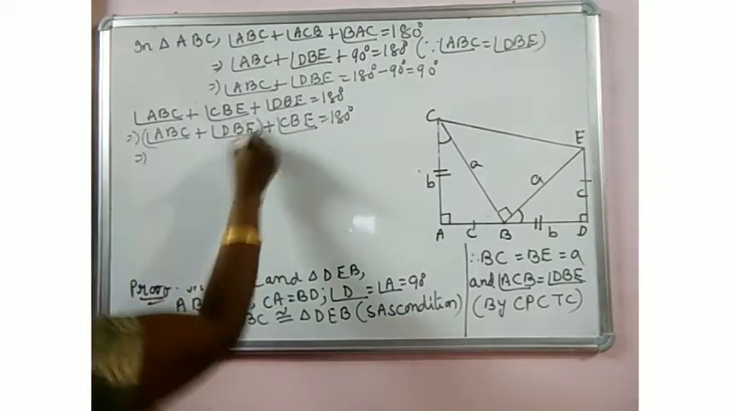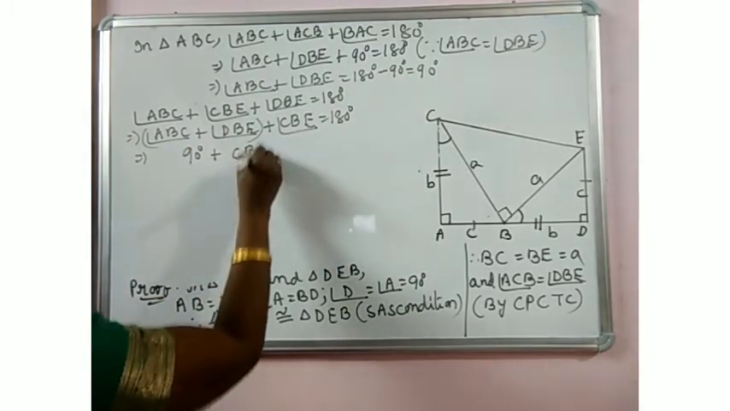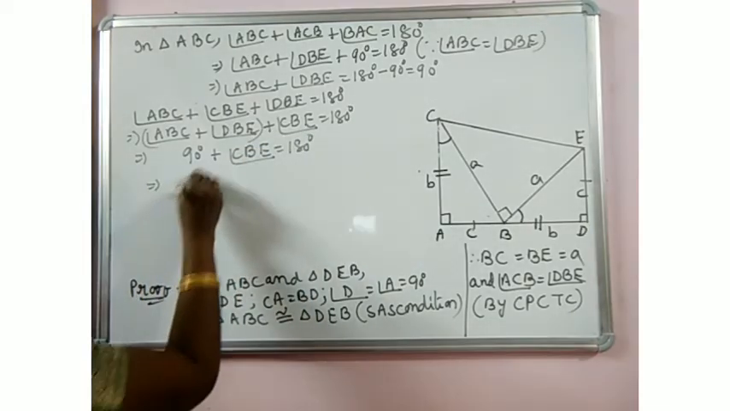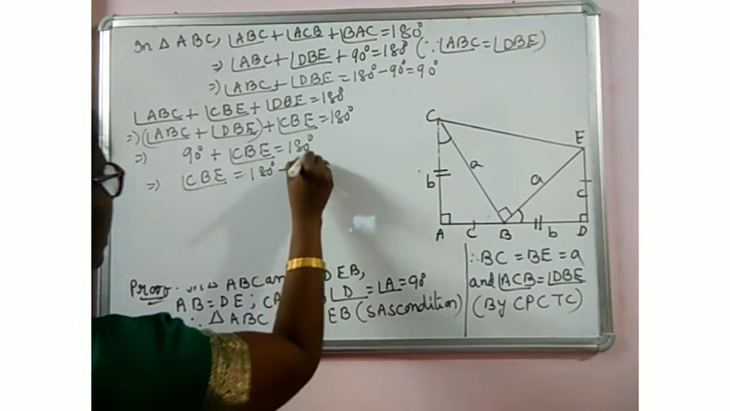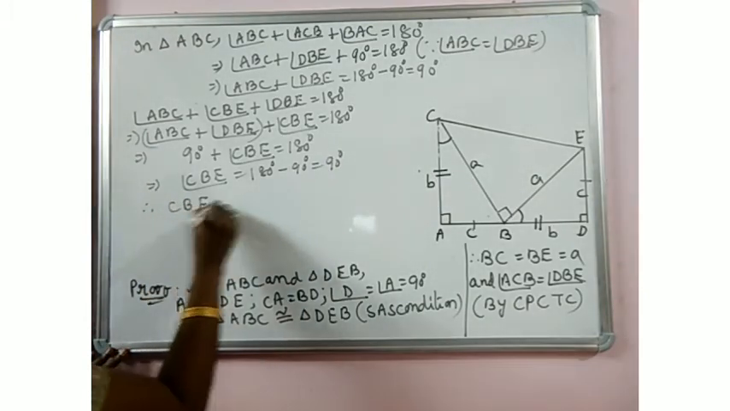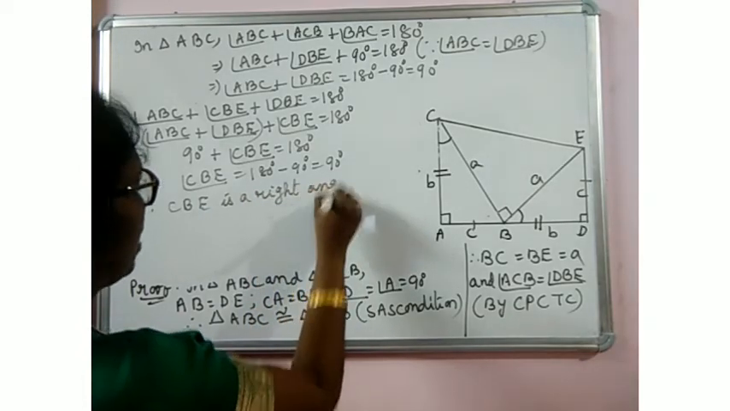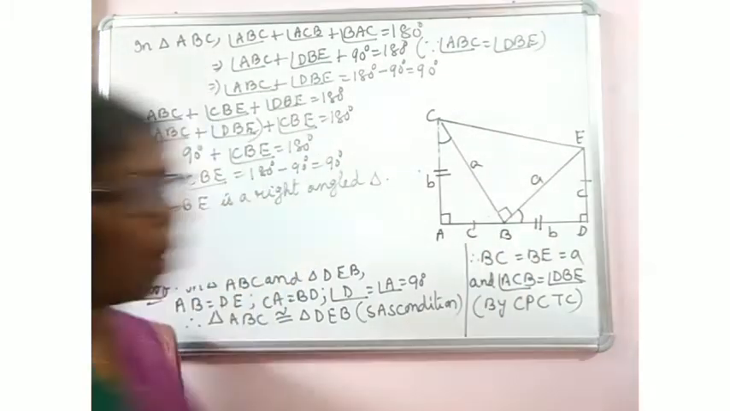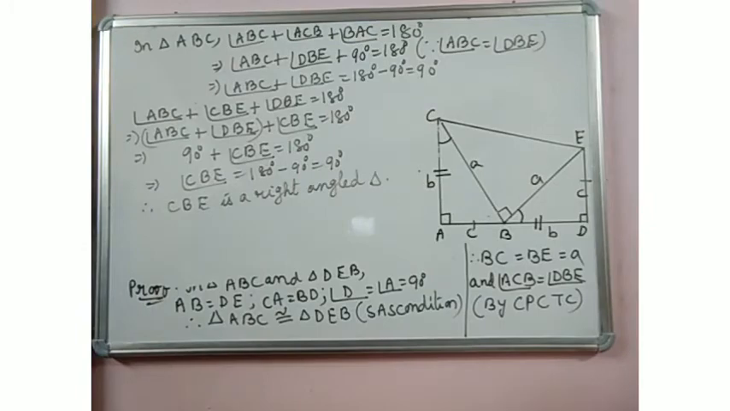But sum of these two is 90 degree we got. So 90 degree plus angle CBE is 180 degree. That implies angle CBE is equal to 180 degree minus 90 degree. That gives you 90 degree. Therefore, CBE is a right angle triangle. As one angle of a triangle is 90 degree, this angle is 90 degree we got. So, CBE is a right angled triangle.